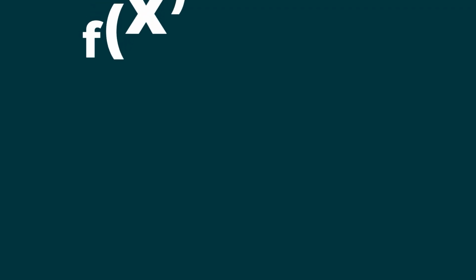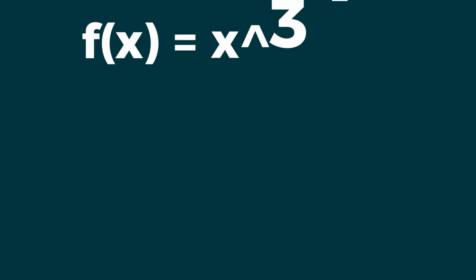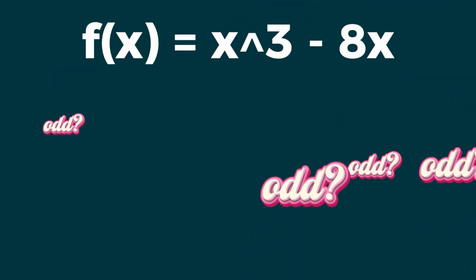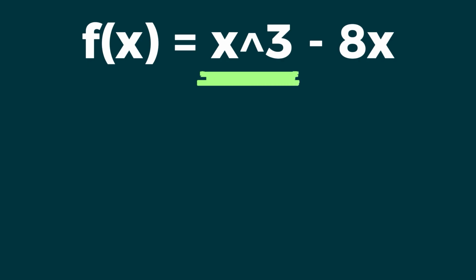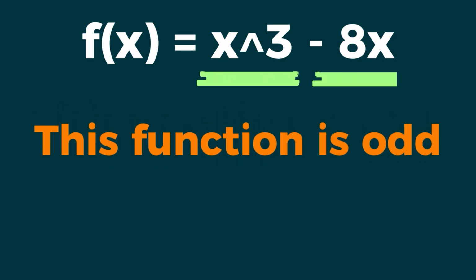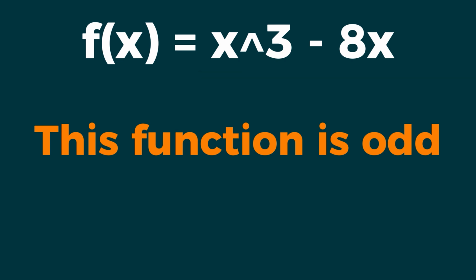Another example is f of x is equal to x to the power of 3 minus 8x. Is it even or odd? x to the power of 3 is odd, and x to the power of 1 is also odd. So this function is considered an odd function. I would like to remind you again that the coefficient of the variable has no effect on whether the term is even or odd. Let's quickly prove it.